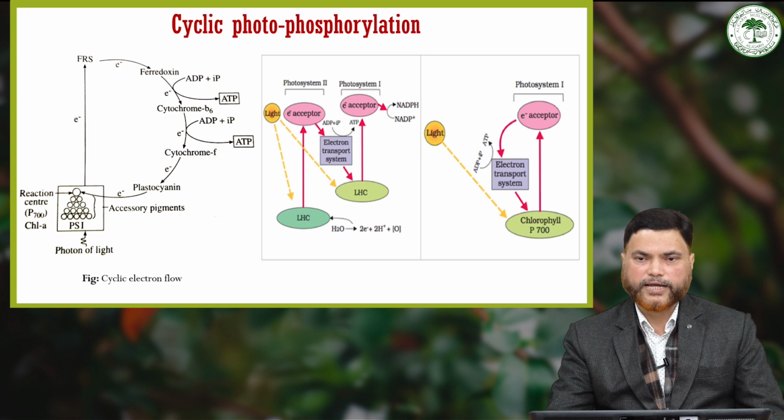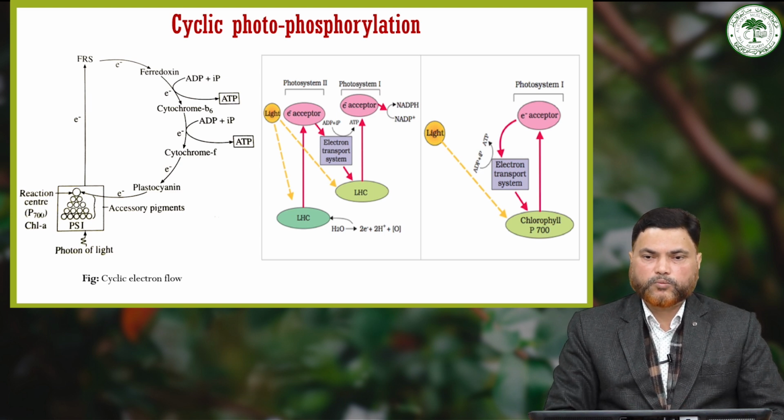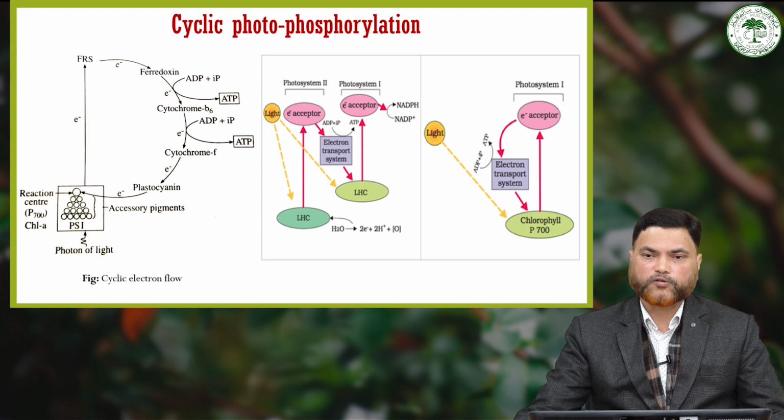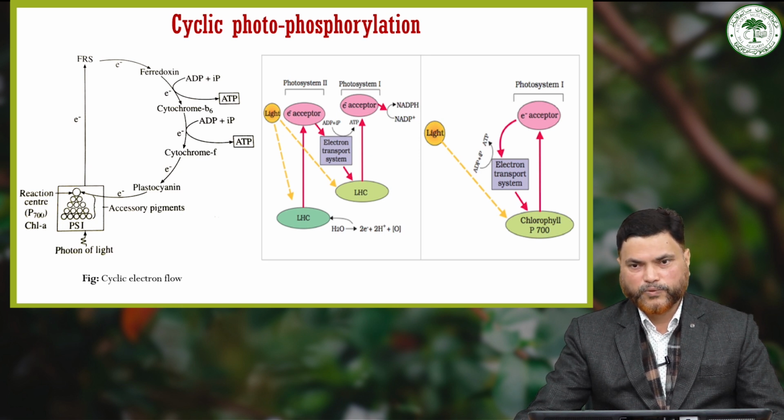However, what happens in the cyclic pathway? Electrons bypass NADP reductase. So, NADPH is not generated in cyclic photophosphorylation. The question that comes to our mind is, why does a cyclic pathway exist? In certain situations, the chloroplast can switch from linear to cyclic electron flow when there is an imbalance in the ratio of NADPH to NADP due to insufficient availability of NADP to accept electrons.